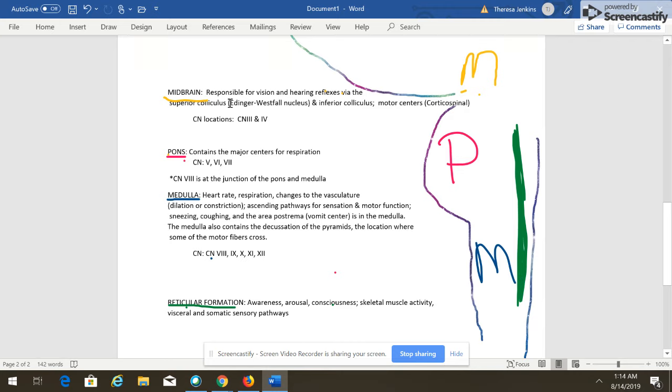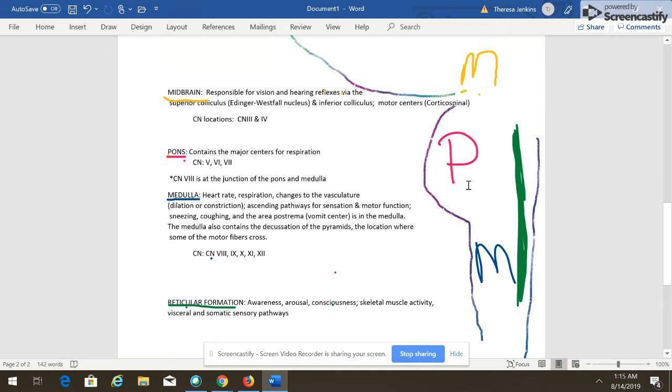The midbrain is responsible for vision and hearing reflexes via the superior colliculus and the inferior colliculus. The midbrain also has some function with helping to regulate motor control in the body. Cranial nerves number 3 and 4 are situated in the midbrain.